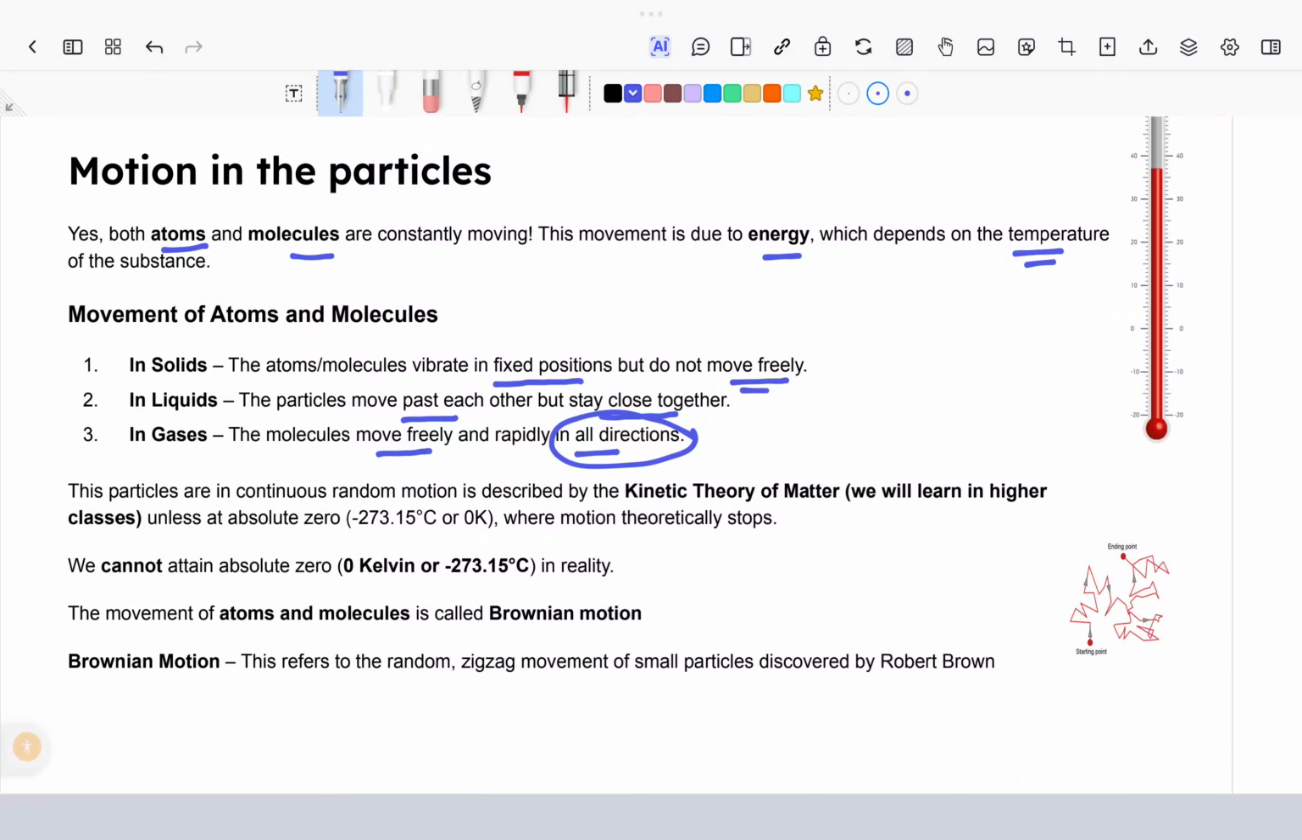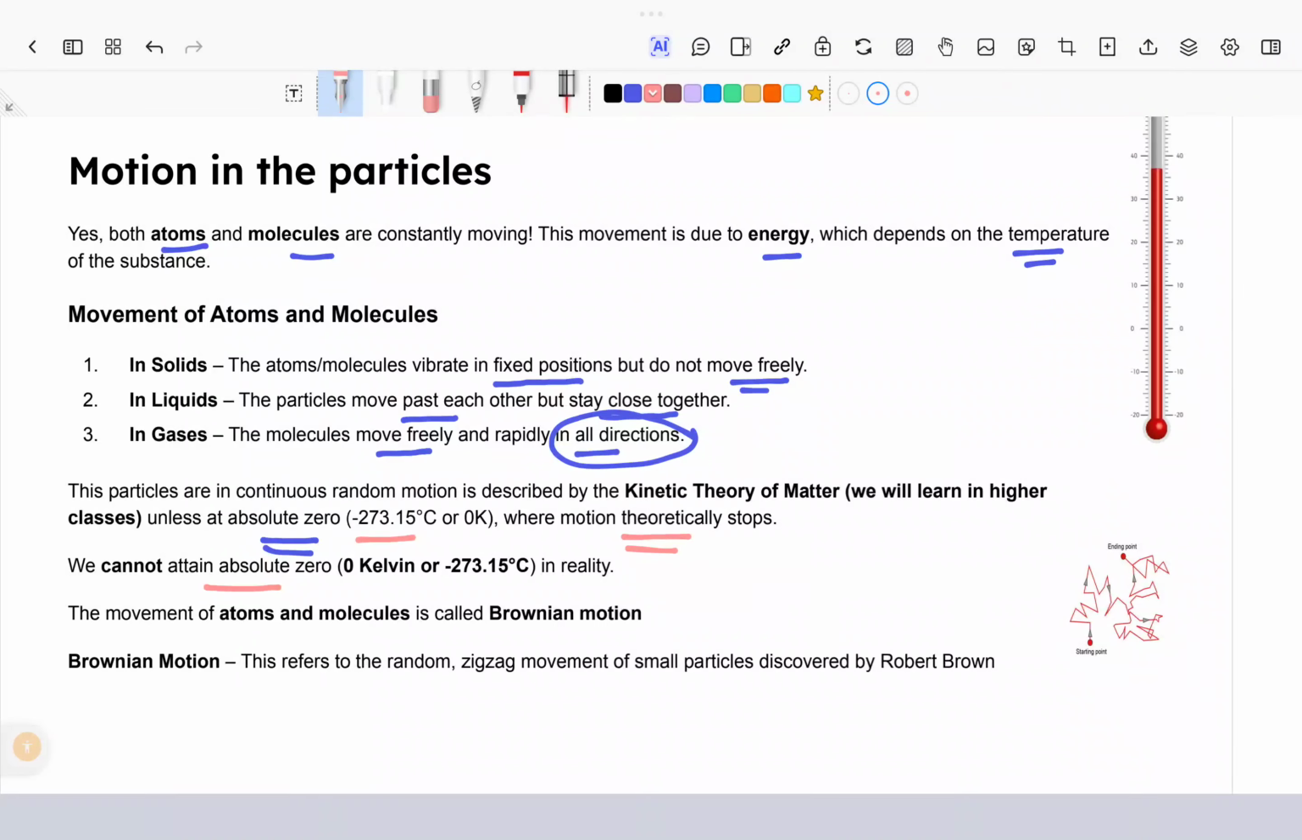Now, these particles are in continuous random motion as described by the kinetic theory of matter, which we'll learn in higher classes, unless they are at a temperature called absolute zero. Very important. Absolute zero is basically 0 Kelvin, which is minus 273.15 degrees centigrade. You have to remember this. And at this temperature, the motion theoretically stops. Why theoretically? Because we cannot attain absolute zero temperature in reality.